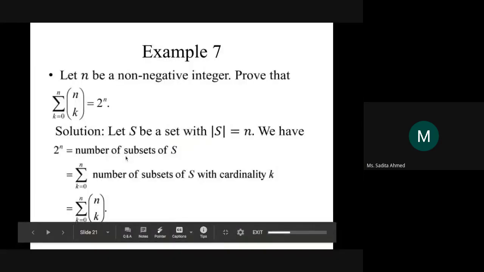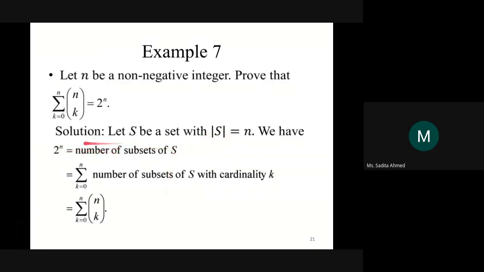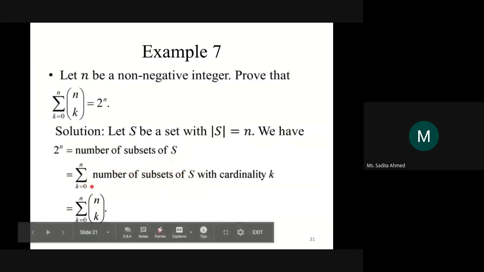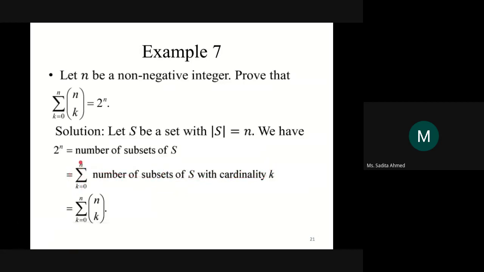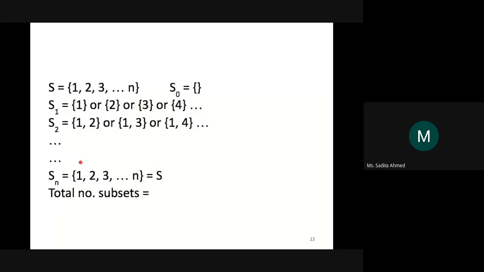Yeah. So we have the total number of subsets of the set S with size n, which is equivalent to 2 to the power of n. We know that from previous sessions. And the total number of subsets of S can also be represented in this way: the summation of the total number of subsets of S with cardinality k, where k is equal to 0 to n. That is what we have here, right?